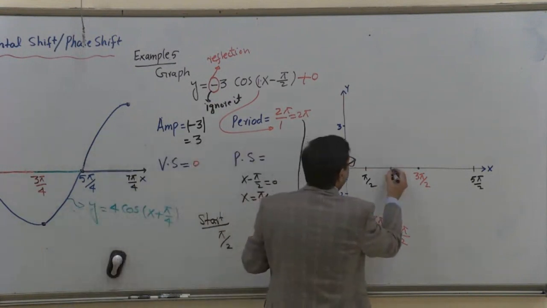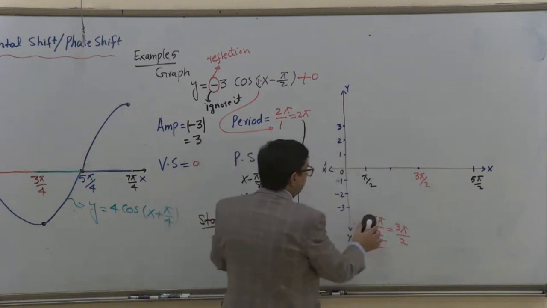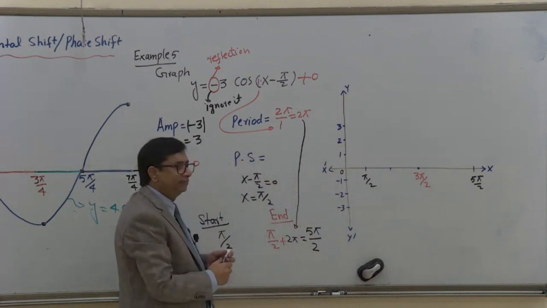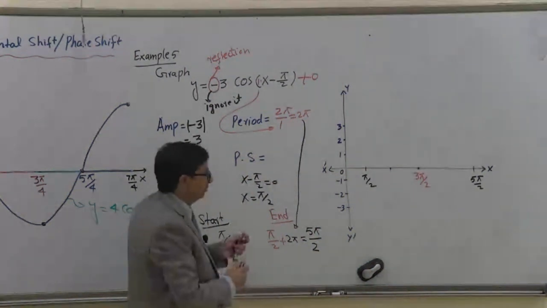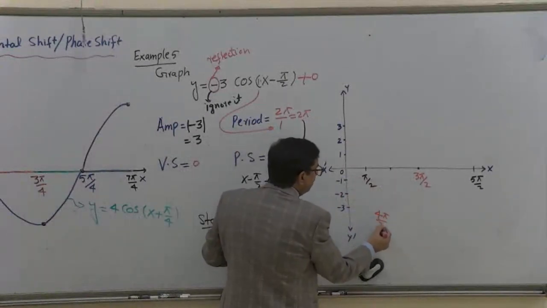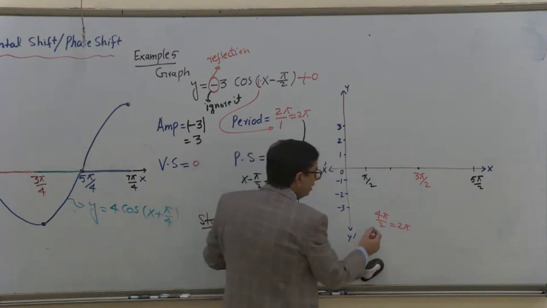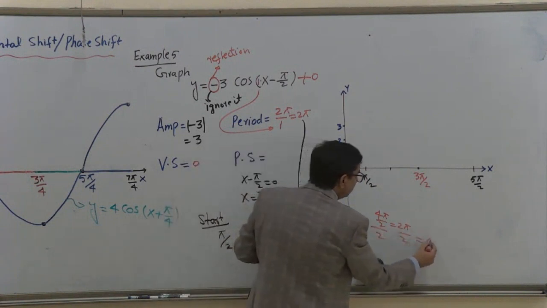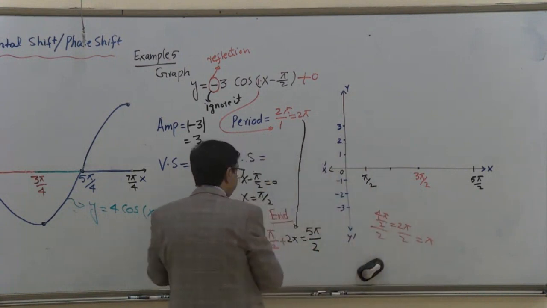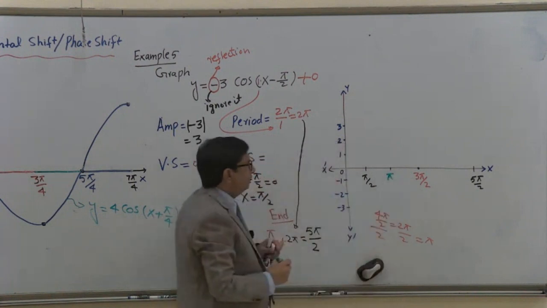Now, again we have to find a midpoint here. So help me in finding the midpoint of this one. How to find? Exactly. 1 plus 3, 4 pi over 2. 4 pi over 2 means 2 pi, and divided by 2 means pi. So this number is going to be pi. Very good.